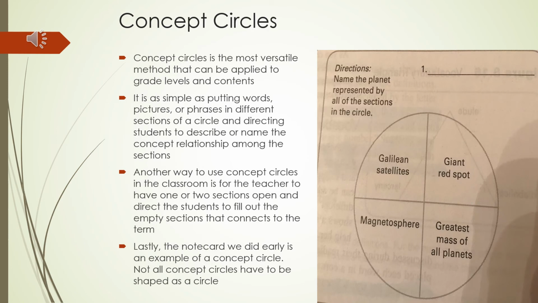Concept circles. Concept circles is the most versatile method that can be applied to grade levels in content. It is as simple as putting words, pictures, or phrases in different sections of a circle and directing students to describe or name the concept relation among the sections. Another way to use concept circles in the class is for the teacher to have 1 or 2 sections open and direct the students to fill out the empty sections that connect to the term.